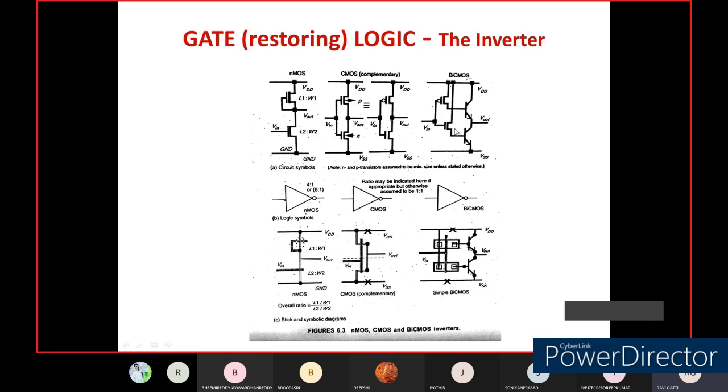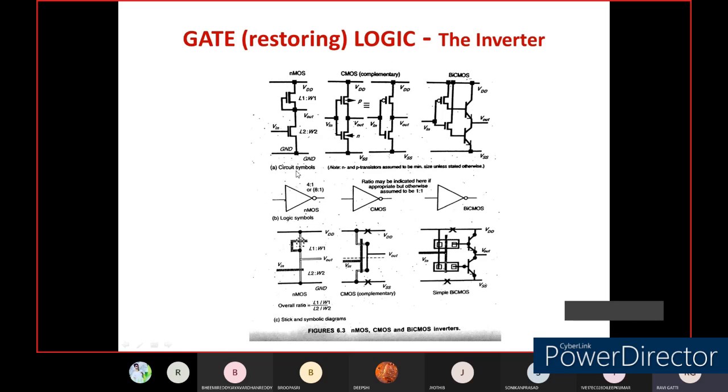So why we are making use of this gate restoration or the gate logic is that whenever you use any subsystem and want to drive from one system to another subsystem, the data has to be passed in terms of 0 and 1. Therefore we should couple this 0 and 1 from input terminal to output terminal effectively without any loss. In order to do that, we are making use of this gate level logic.